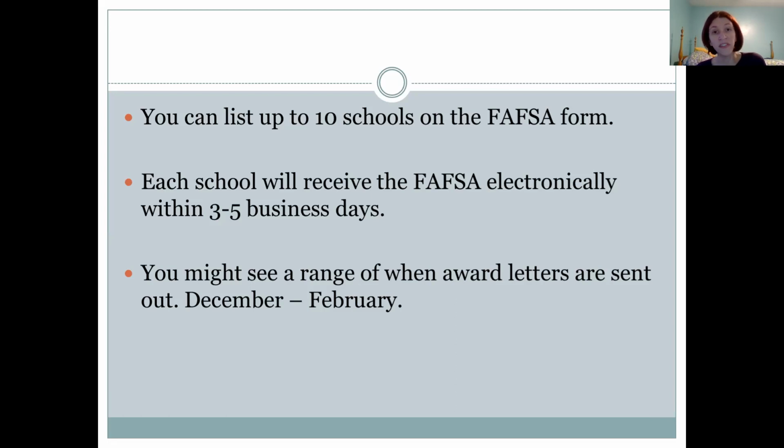Once those schools receive it, they'll first wait to make sure that you're an accepted student, put that together with your FAFSA and start working on financial aid packages. You'll see a range of when you receive financial aid award letters or offers. Some schools will start sending out in November, maybe December, but I think you'll probably see the bulk between January and February going out. Again, it depends upon when you actually complete the FAFSA form and when you're accepted by the school.